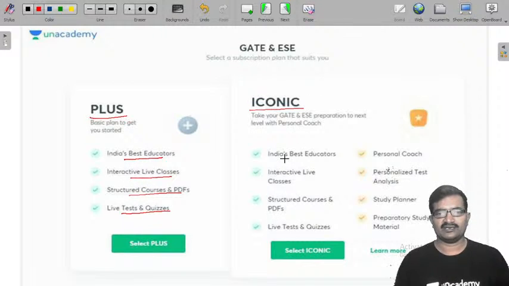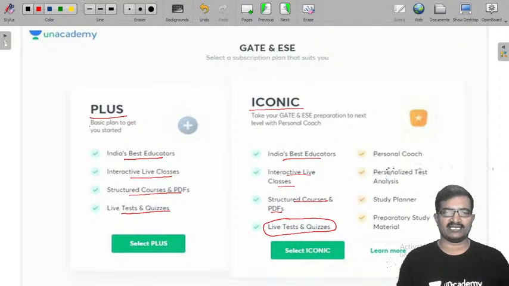In Iconic, in the same way, India's best educators will handle your classes, with interactive live classes, structured courses and PDFs, and live tests and quizzes. You observe one thing: the Plus plan is the basic plan. The Iconic plan takes your preparation to the next level by providing a personal coach to you.